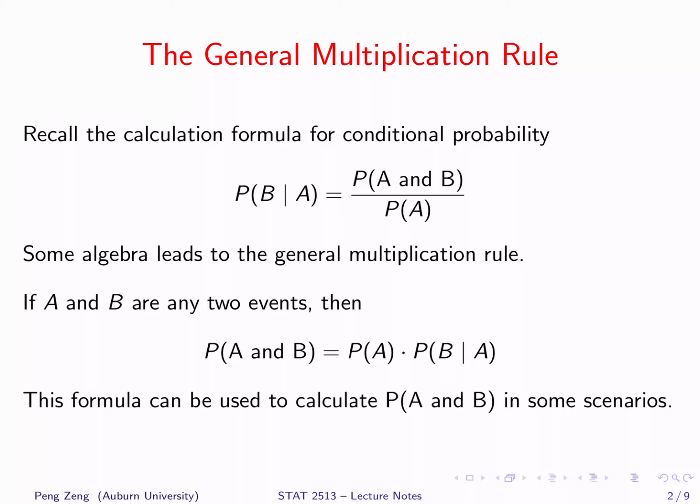Recall the formula to calculate conditional probabilities. If A and B are events, probability of B given A equals probability of A and B divided by probability of A. If we multiply probability of A on both sides of the equation, we get the general multiplication rule. It says that probability of A and B equals probability of A times probability of B given A. This formula can be used to calculate probability of A and B in some scenarios.